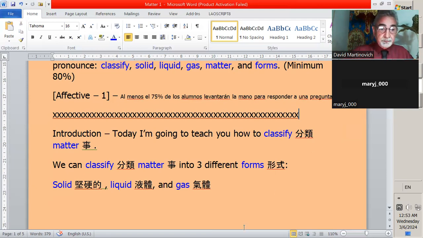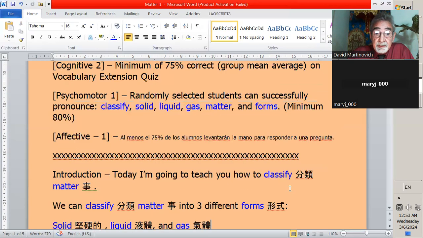All right, today I'm going to teach you how to classify matter. We can classify matter into 3 different forms. One is a solid, the other is a liquid, and the other is a gas. Solid, liquid, and gas.